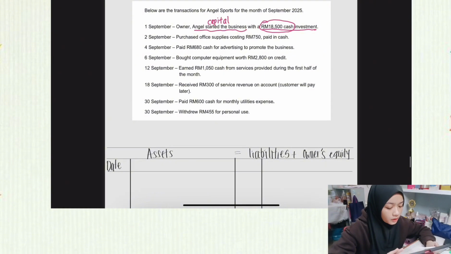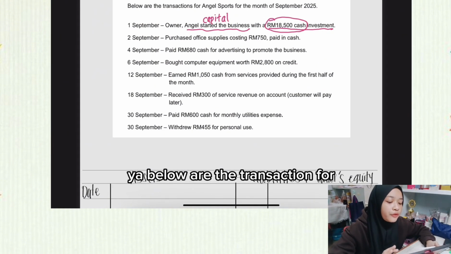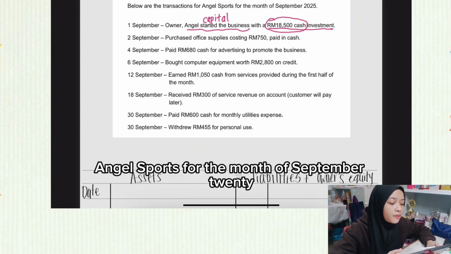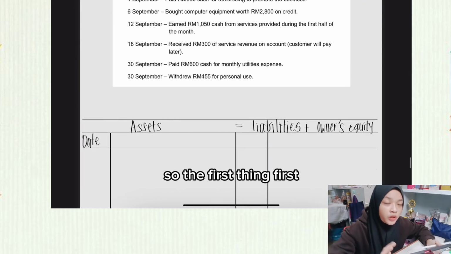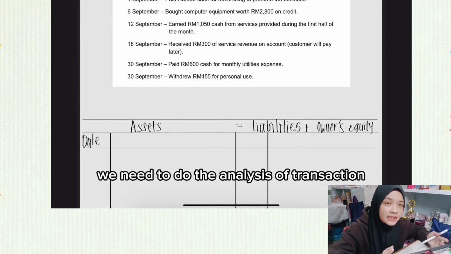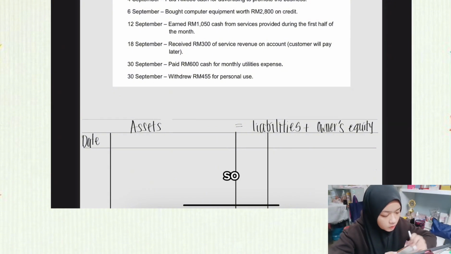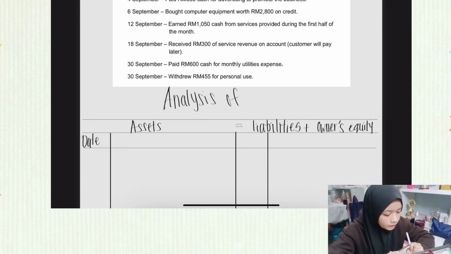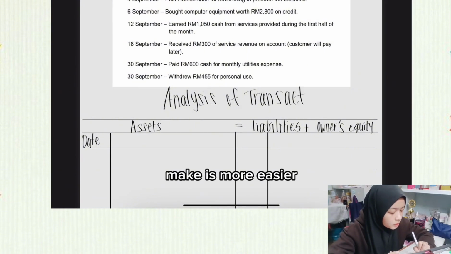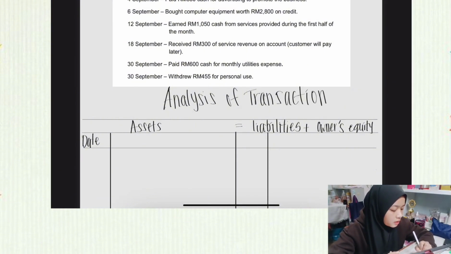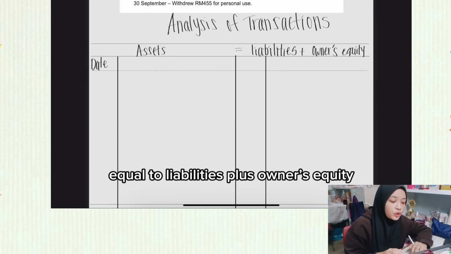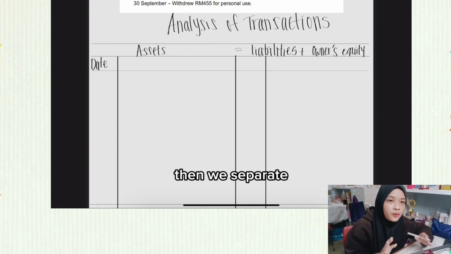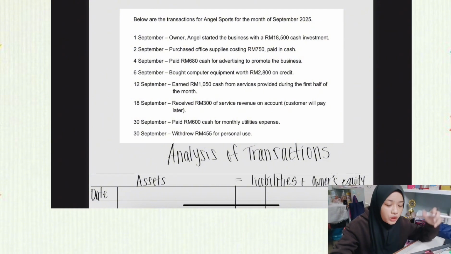Below are the transactions for Angel Sports for the month of September 2025. So first things first, we need to do the analysis of transaction. To make it easier, what we need is assets equal to liabilities plus owner's equity. Then we separate. So let's read the question.